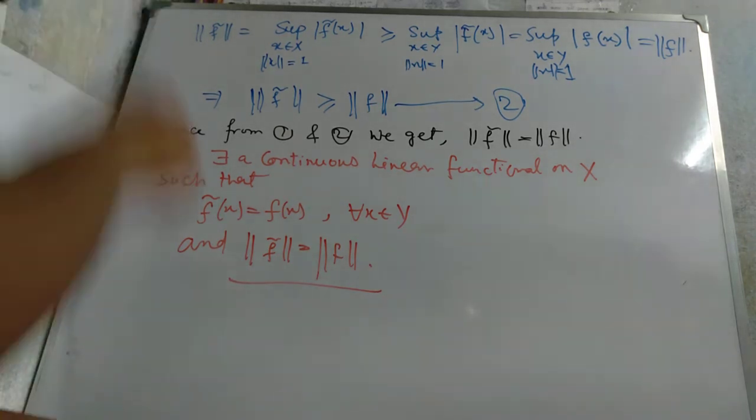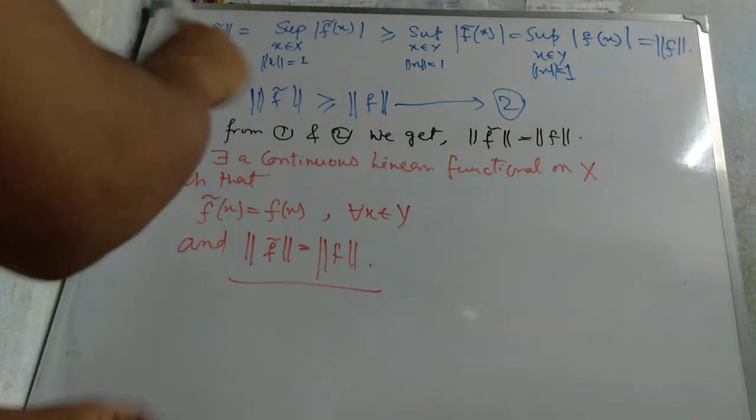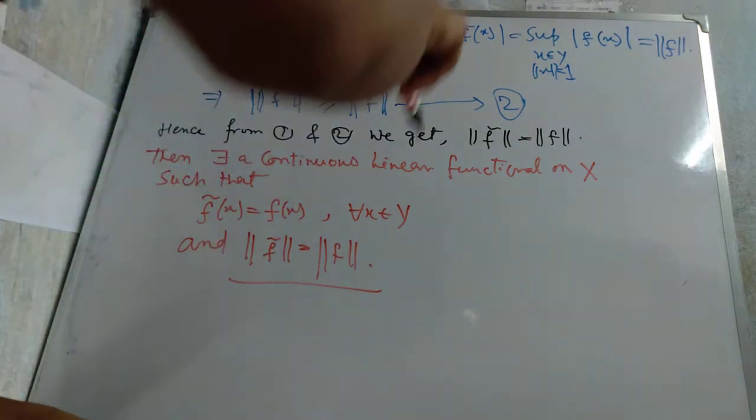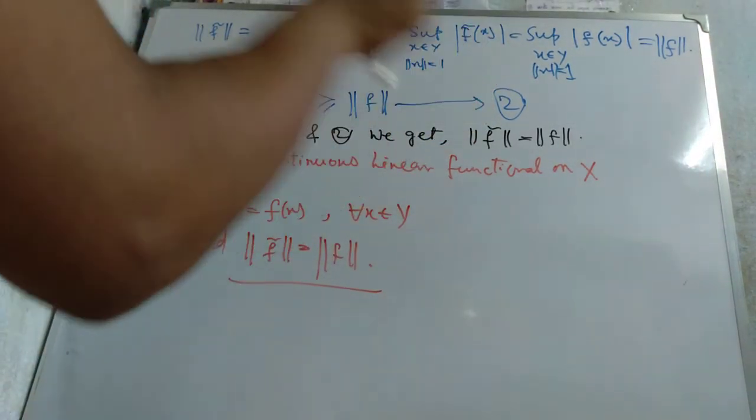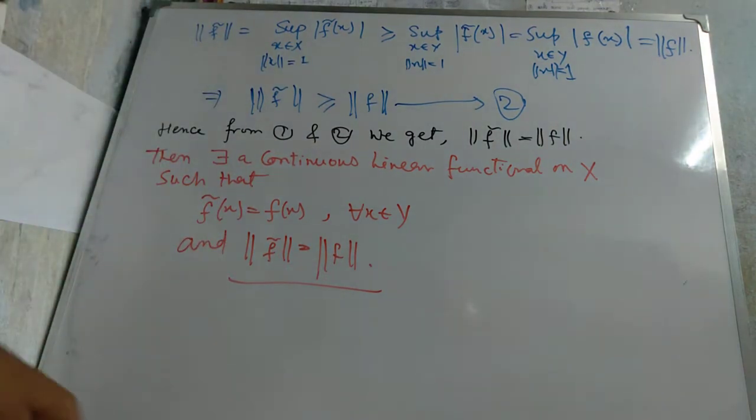Here we take one problem. If we write this way, taking the supremum on both sides or taking the norm on both sides, then this is possible. Because the norm also exists and we are taking it on both sides, this holds.